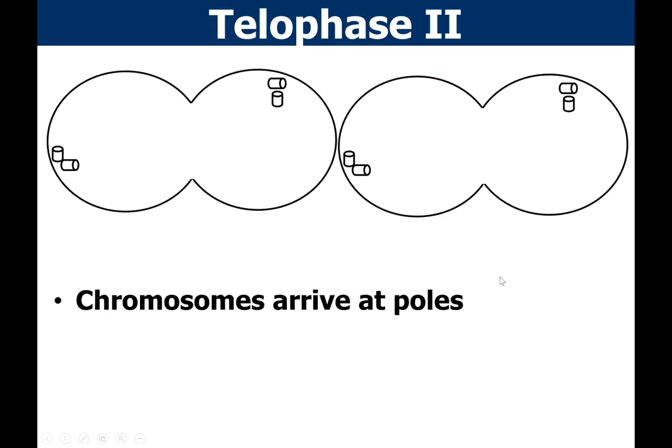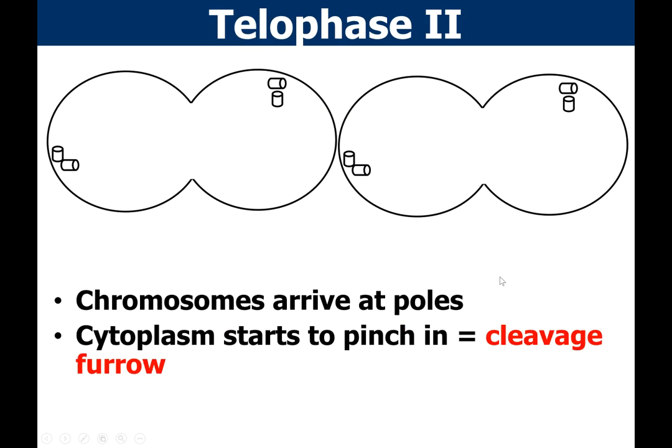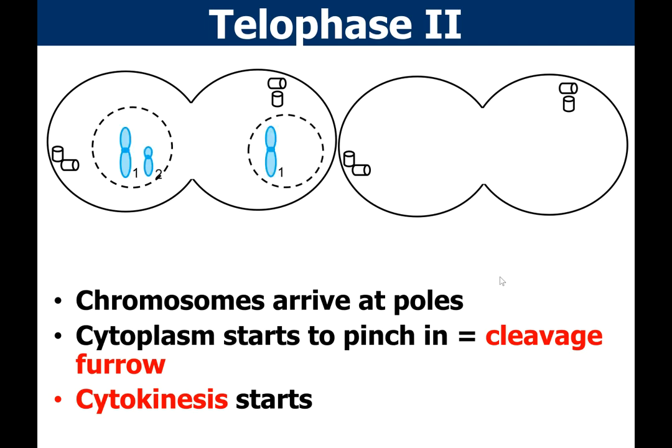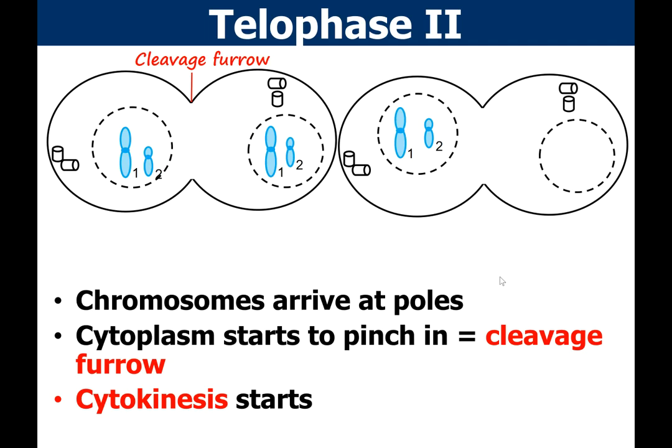Okay, telophase II, chromosomes arrive at the poles. Cytoplasm starts to pinch in, forming a cleavage furrow. Cytokinesis starts. So we have the nuclear membranes reforming. Again, this is early telophase. We can still see the chromosomes. And the big clue that it's telophase is that there is a cleavage furrow.